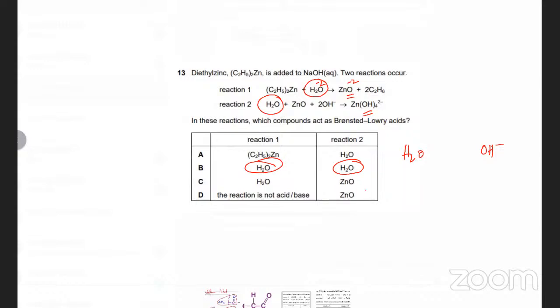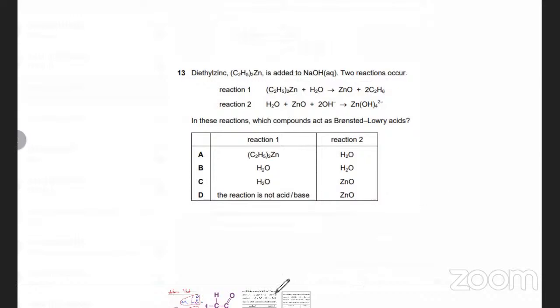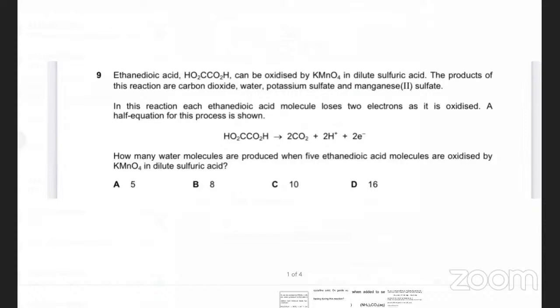Then the next one is, this is the same one. One second, let me pick another one. So now this one.